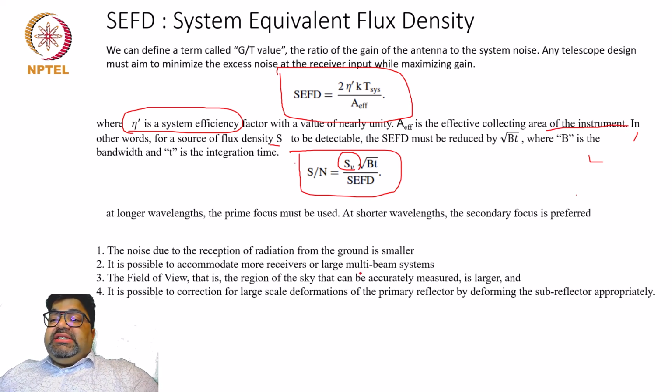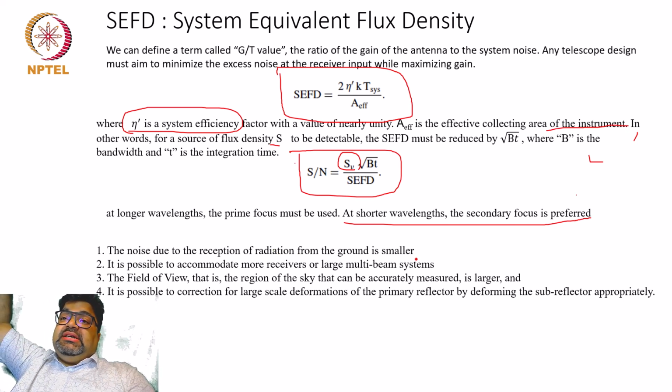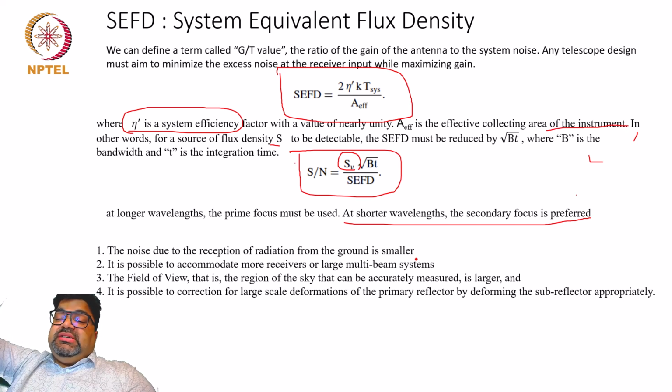The noise due to reception of radiation from the ground is smaller. It is possible at shorter wavelength, the secondary focus is preferred. When we have a smaller, higher frequency or smaller wavelength, instead of a prime focus, having a secondary reflector and a Cassegrain kind of a setup is preferred, because the noise due to the reception of radiation from the ground is smaller. In the prime focus case, your antennas are directly looking towards the ground, so there can be spillover, which we mentioned earlier in a diagram, but for a Cassegrain setup, it is looking up, so chances of the ground leaking in are less. It is possible to accommodate more receivers for large multi-beam systems.